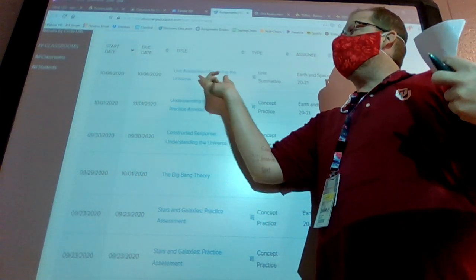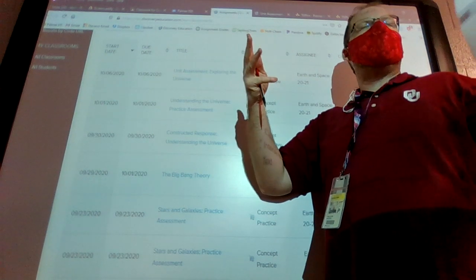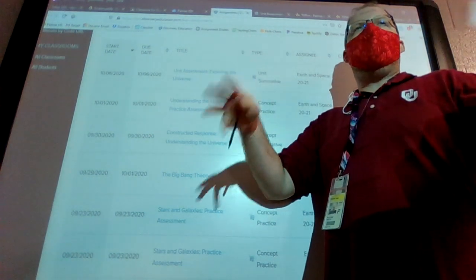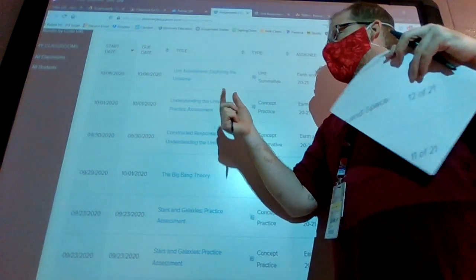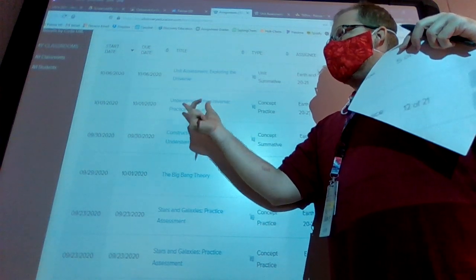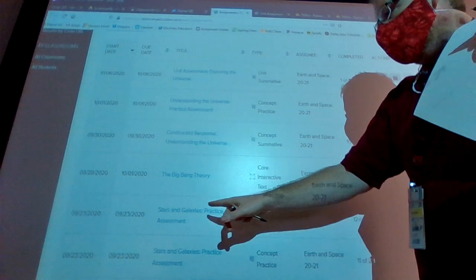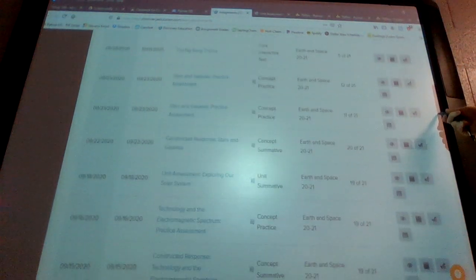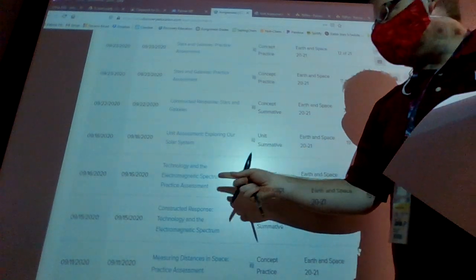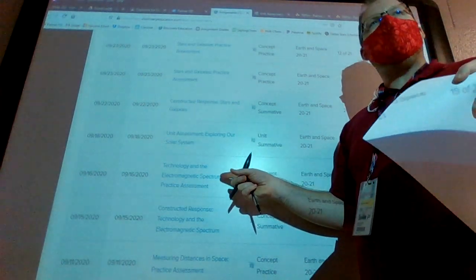So this unit, Exploring the Universe, has 3 different sections, and I talk about this in the Google Classroom post that I made today. You have a practice assessment for understanding the universe. You have a practice assessment for stars and galaxies. And you also have a practice assessment for technology and the electromagnetic spectrum.